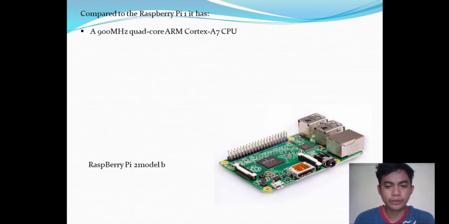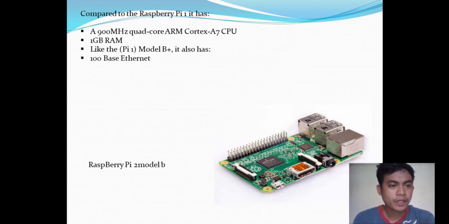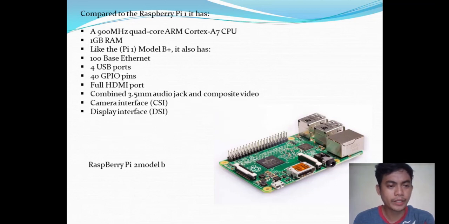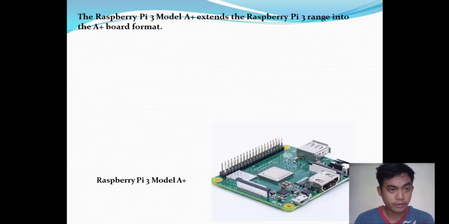Compared to the previous version, it has a 900 MHz quad-core ARM Cortex-A7 CPU, 1 GB RAM. Like the Pi 1 Model B, it also has 100 base Ethernet, 4 USB ports, 40 GPIO pins, full HDMI port, combined 3.5 audio jack and composite video, camera interface, display interface, micro SD card, VideoCore graphics core.